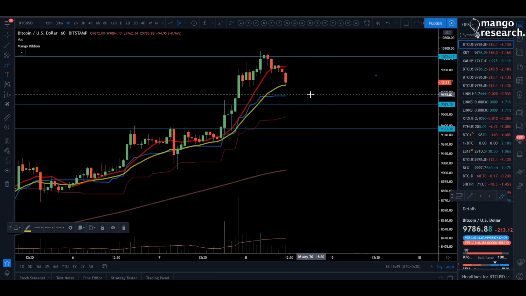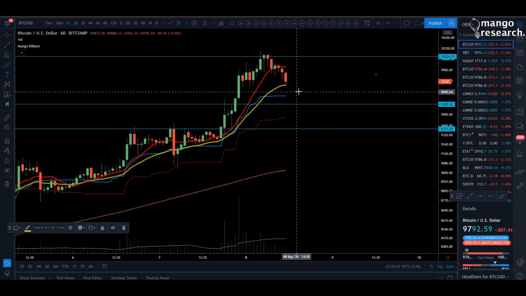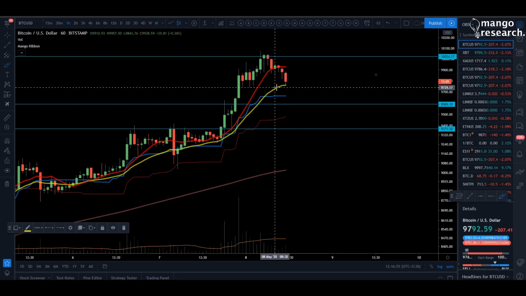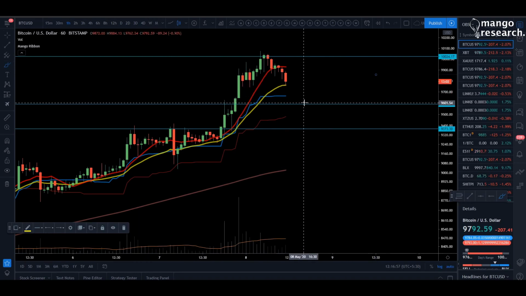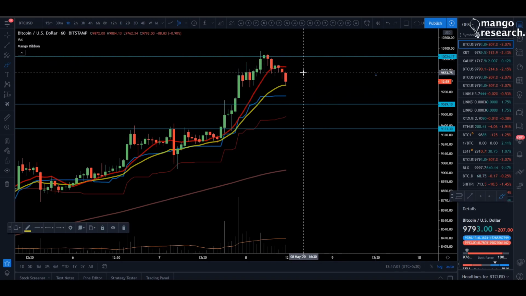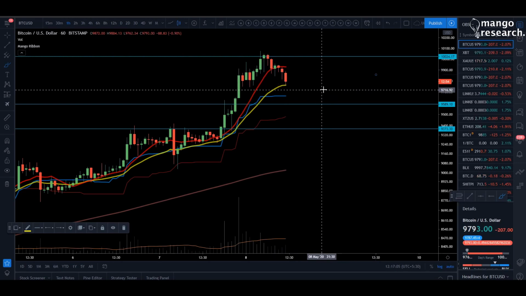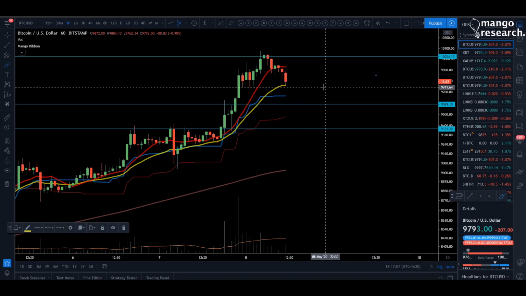Hey guys, just a quick update. As you can see, Bitcoin has come down to hit one of our 2 targets. The first target being, of course, the 21 EMA on the 1 hour time frame, and the next target being the Tenkan. I was actually expecting this to take a little bit longer, maybe a couple more hours, but hey, it happened quicker than expected.